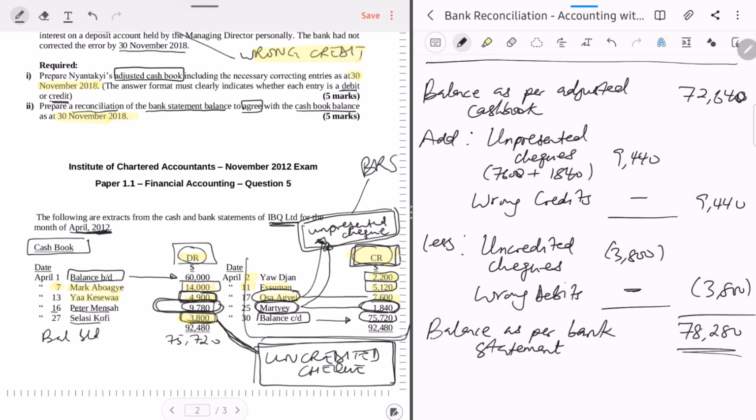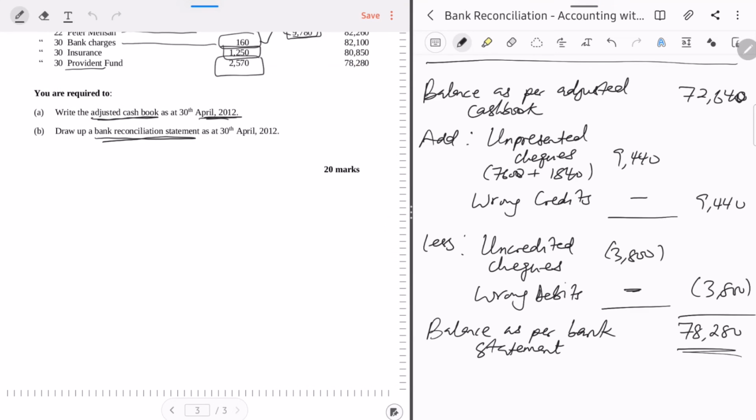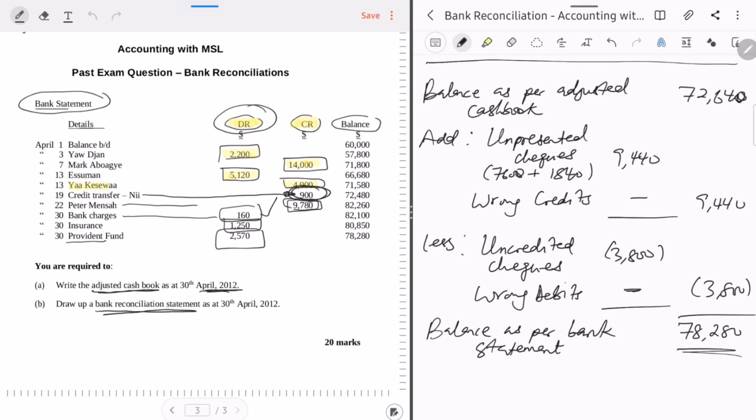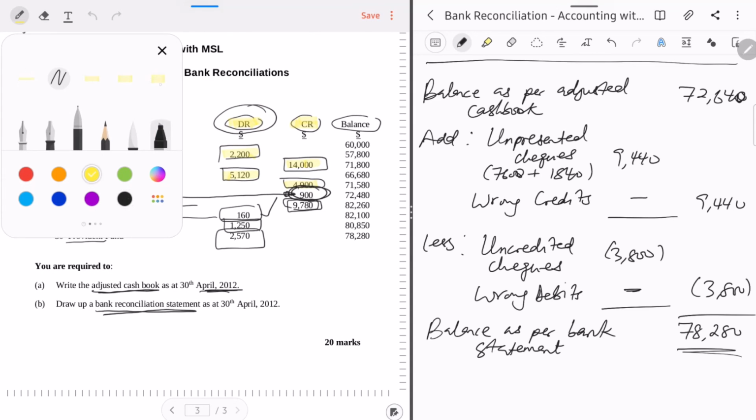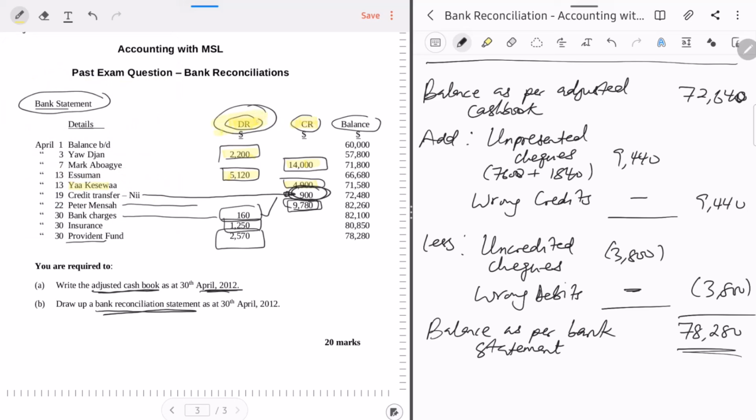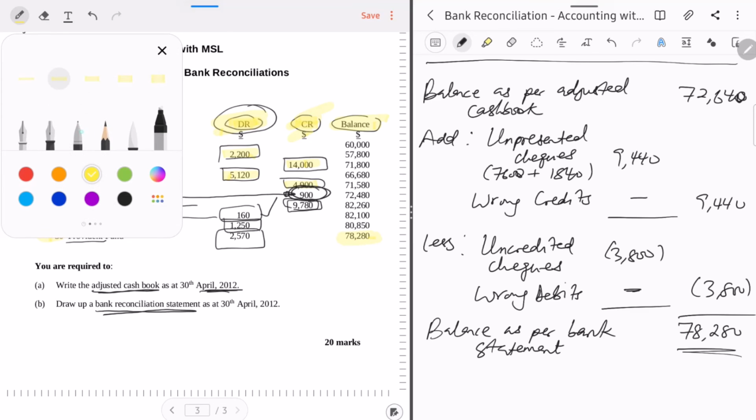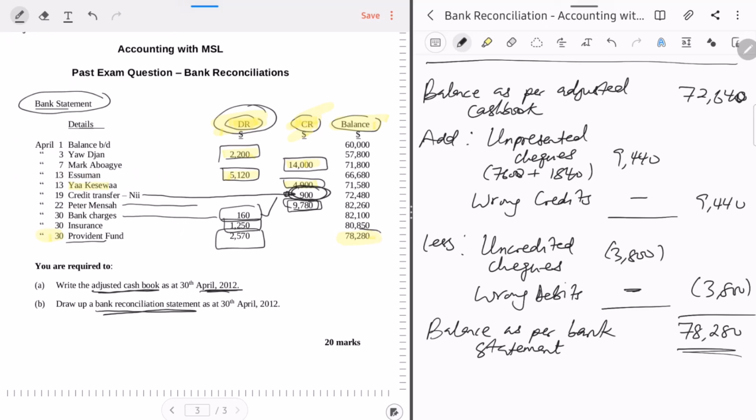How would you know if you're right or wrong? Let's go to the bank statement and see. You can see the bank statement gave us 3 columns. We have a debit column here, we have a credit column here, and there's a balance column. So let's come to the last day of the month, which is what? 30th. What is the balance? Can you see? Perfect. 78,280. So we have successfully, this one, 78,280 equals our 78,280 here. So we have successfully reconciled this one as well.